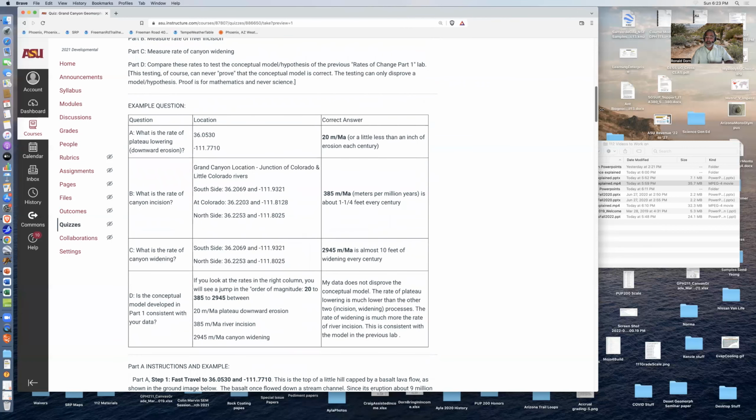And so here is an example question with the coordinates you're given and the correct answers. And in this example, the correct answers, you're getting low rates of plateau erosion, pretty good rates, 385 meters per million years of canyon incision, and almost 3,000 meters per million years of canyon widening.